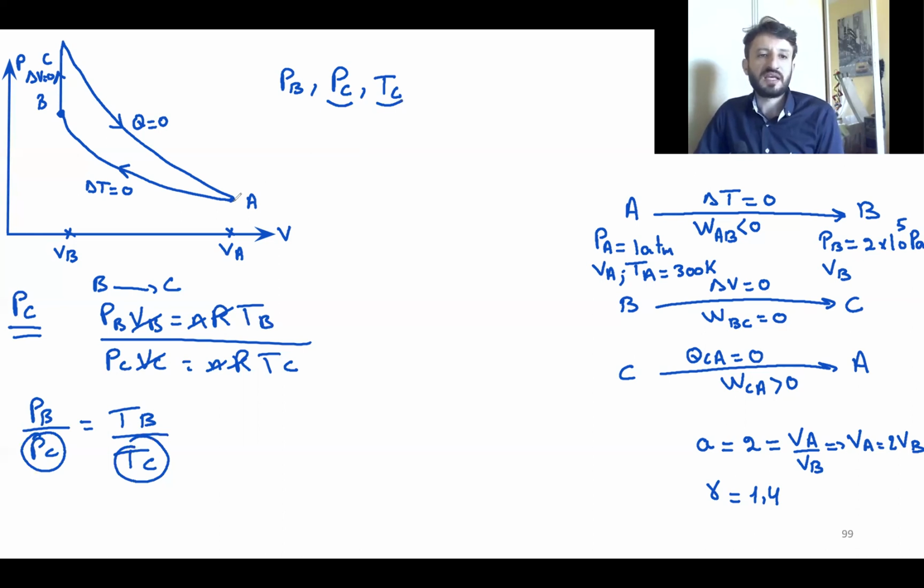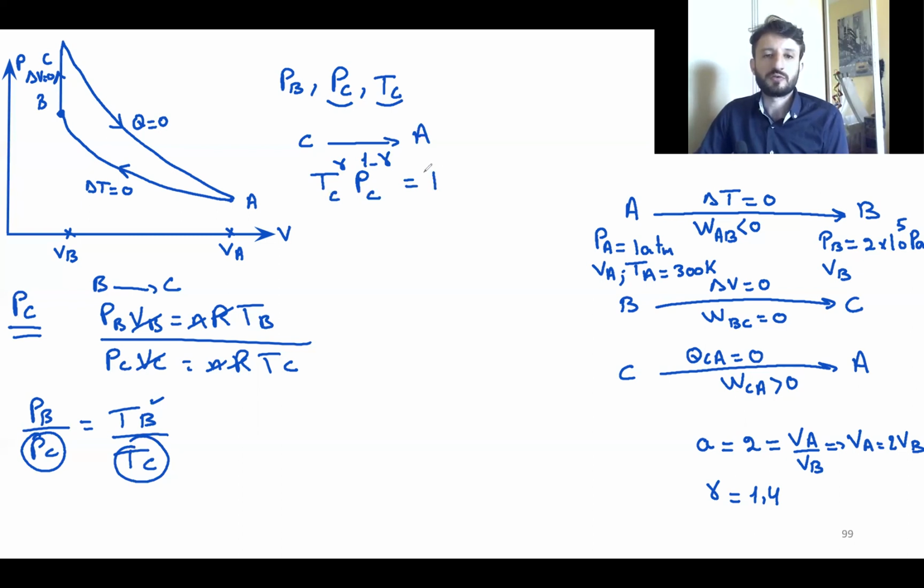Anyway, you know TA equals TB. We have the value of TB, but I don't have PC and TC. If I take the points C and A, maybe it's easy to calculate the value of PC. So I take the path CA and you know the relation T gamma P^(1-gamma) at C equals TA gamma P^(1-gamma) at A.